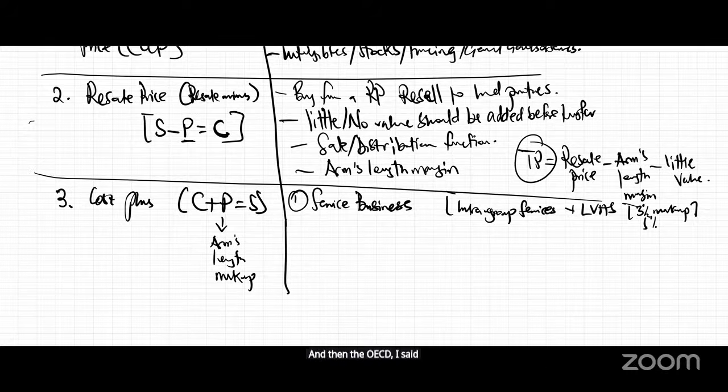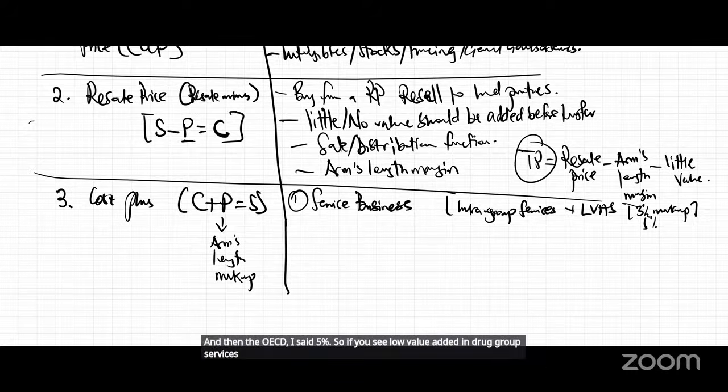So if you see low value added intra-group services, the transfer price will be taking the cost the person incurred and adding a 3 to 5% markup. Are you getting it? That gives you what the selling price should be, which is the transfer price. So service business uses cost plus too.